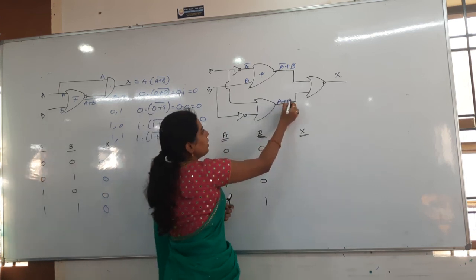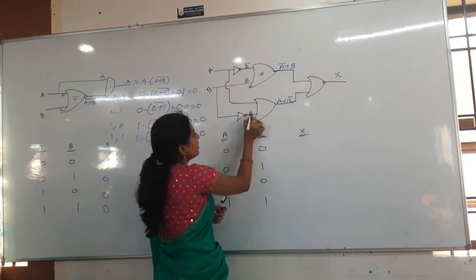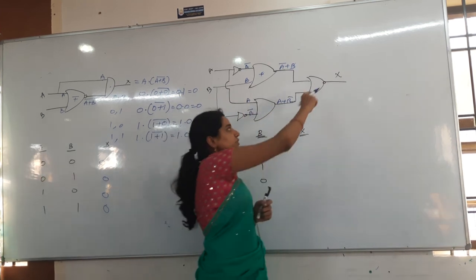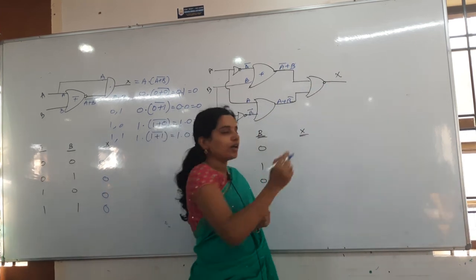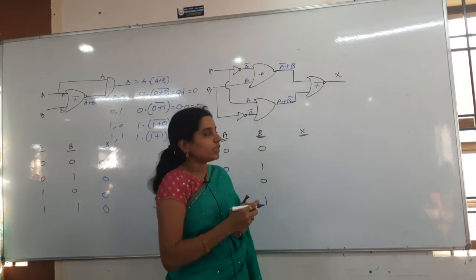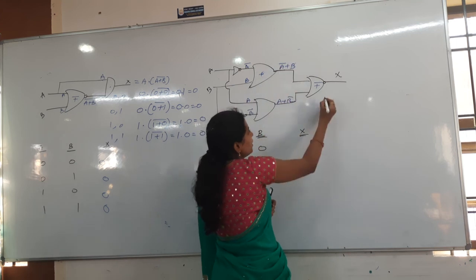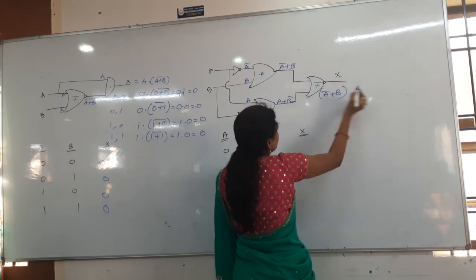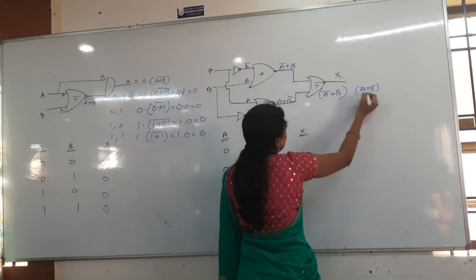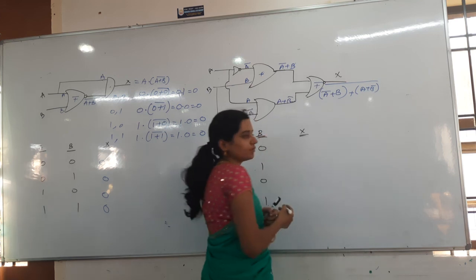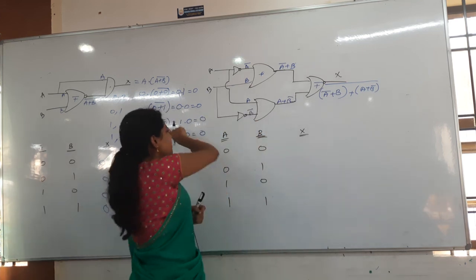Next expression is what here? A plus B bar. Why? Because B is going here and then B bar, and A is coming directly. A plus B bar. Next, which gate is this? NOR gate. For NOR gate you have to put the plus first, then later complement. So one input is A bar plus B. Second input is A plus B bar. In between them what operation? Plus, again whole complement.